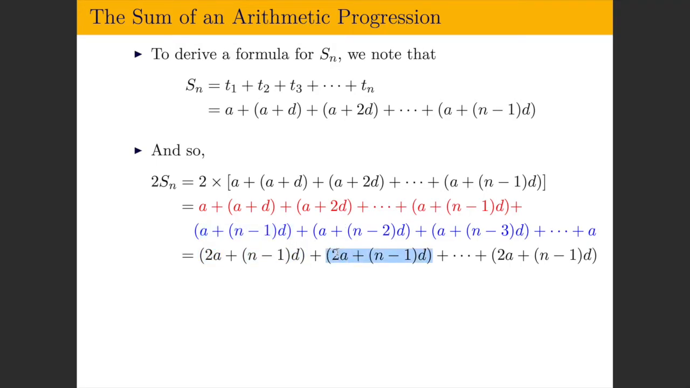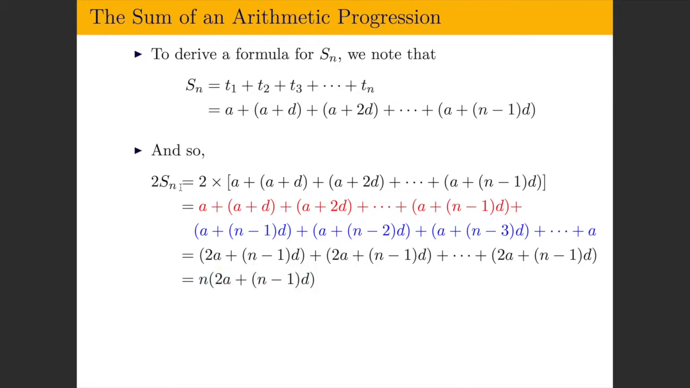Now, how many times do we add it? Well, I can tell you how many times we add it. We add it n times, because remember we were summing n in the first place. We were summing the first n terms here. So what we really have is n lots of this number. And that's exactly what I have here: n times (2a plus (n minus 1)d).